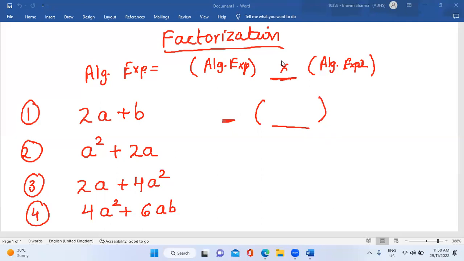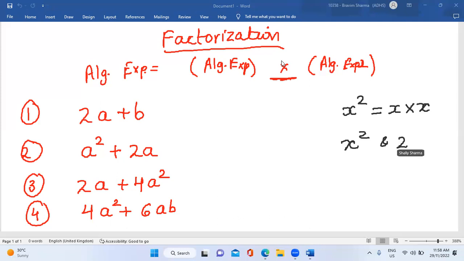Now, before I start explaining how to do this factorization, I would like to highlight some points. For example, if you find x squared written anywhere, you can consider it equivalent to x multiplied by x. Most of the students are confused between x squared and 2x. They consider both are the same. No, they are different. X squared means x is multiplied by x, and 2x you can consider as 2 multiplied by x, or like x plus x also.